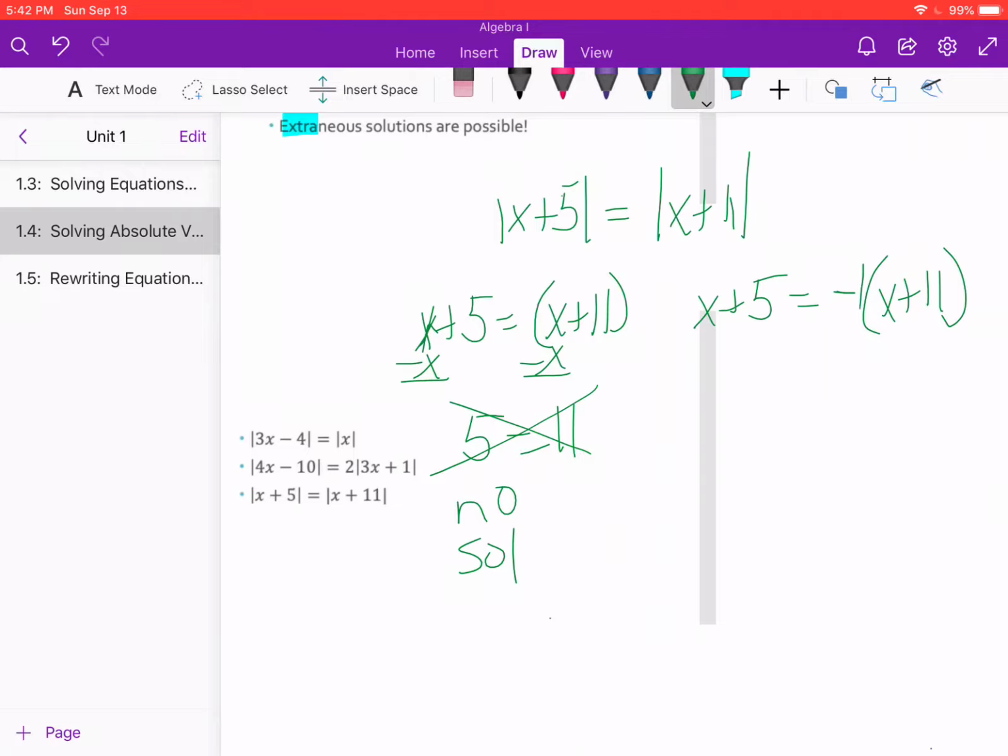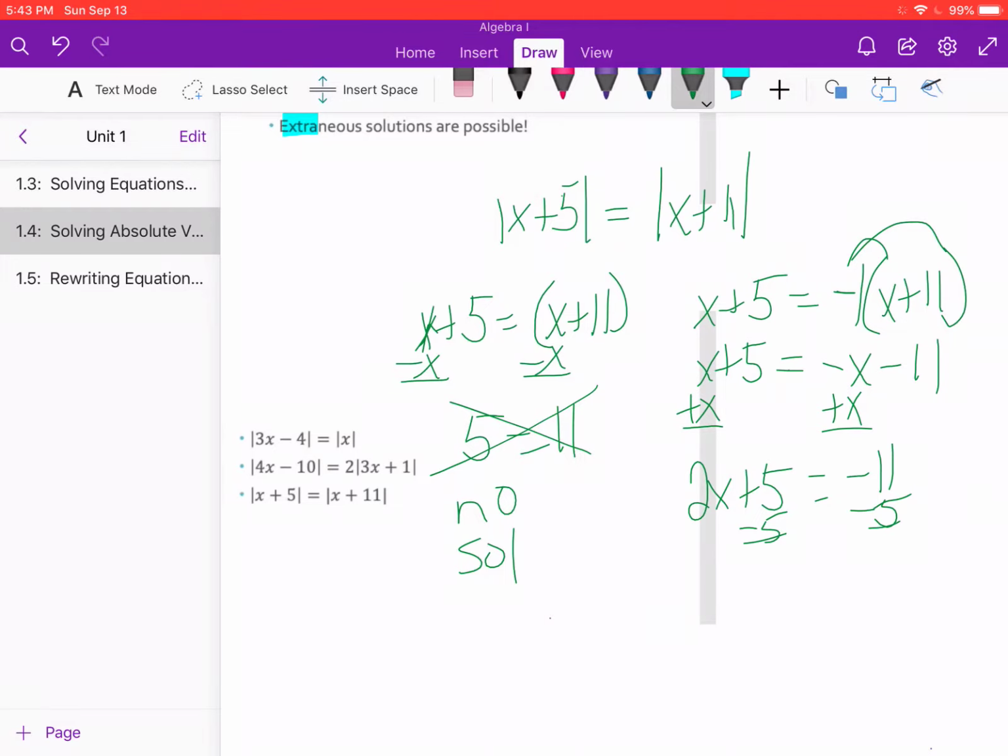This negative out front is like a -1, so I'm going to distribute. Get x plus 5 equals negative x minus 11. I'm going to add x to both sides, again, because I like it positive. 2x plus 5 equals negative 11. I'm going to subtract 5. 2x equals negative 16. Divide by 2. X equals negative 8. Now let's see if it works.